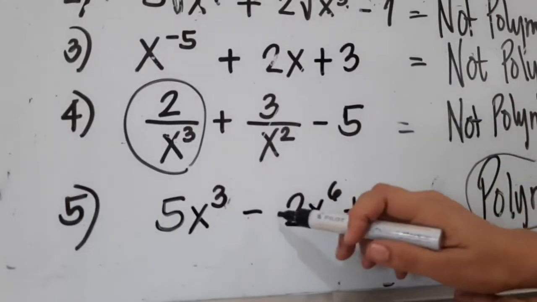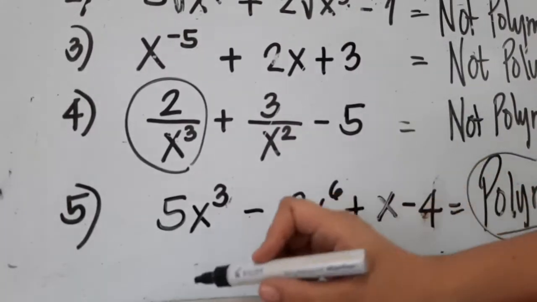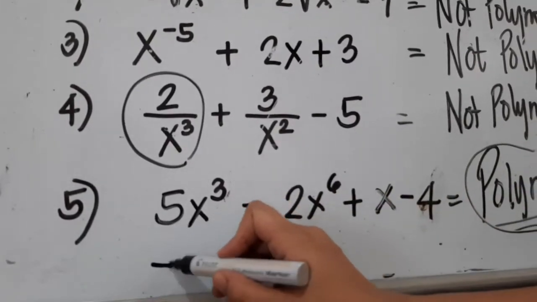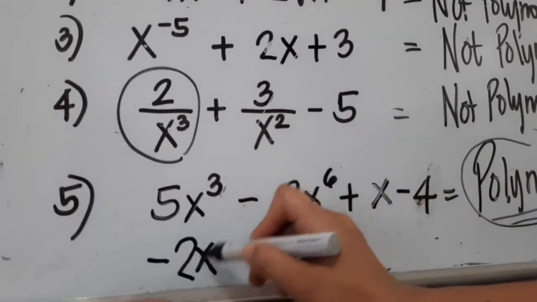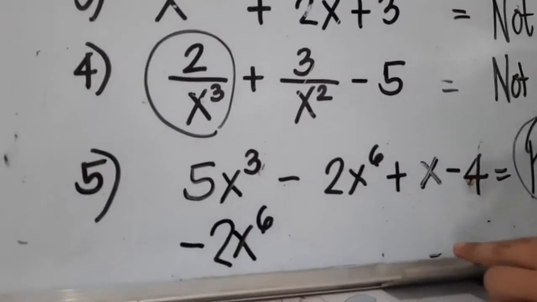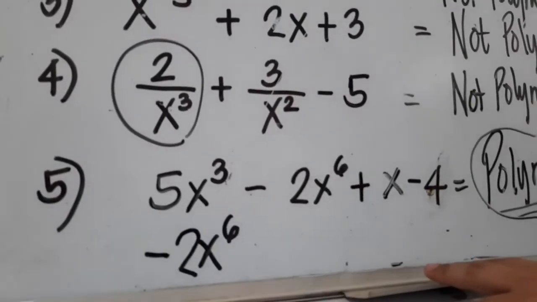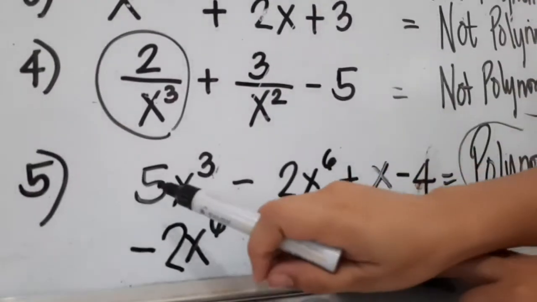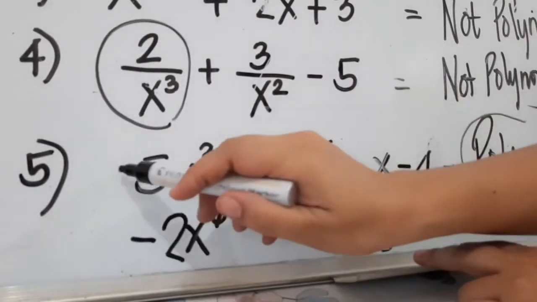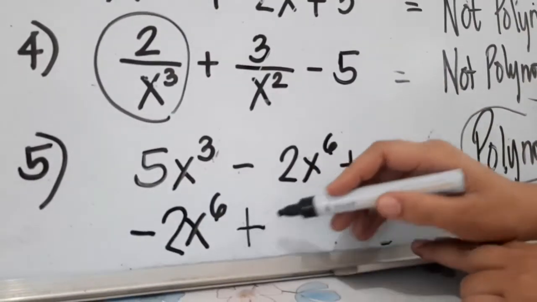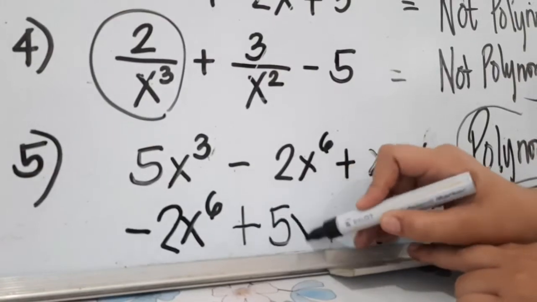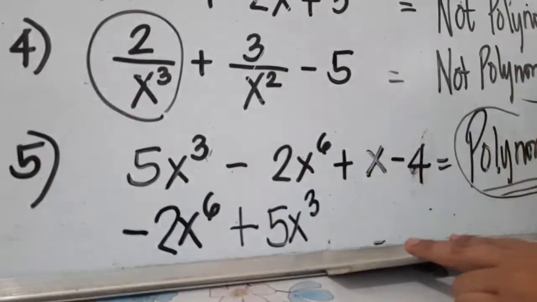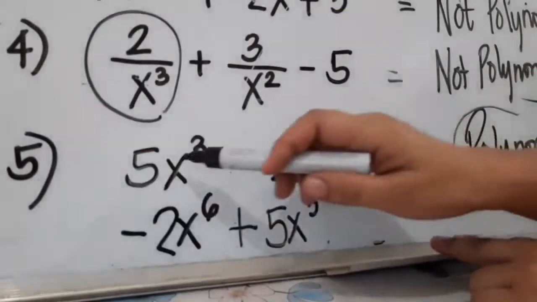This is this term, negative 2x raised to 6. So our first term will be negative 2x raised to the power of 6. Decreasing powers of exponents. So what will be the next term? Yes, the next term will be 5x cubed. Since there is no sign, it means it's positive 5x cubed. Plus, continue. We are done with the two terms.